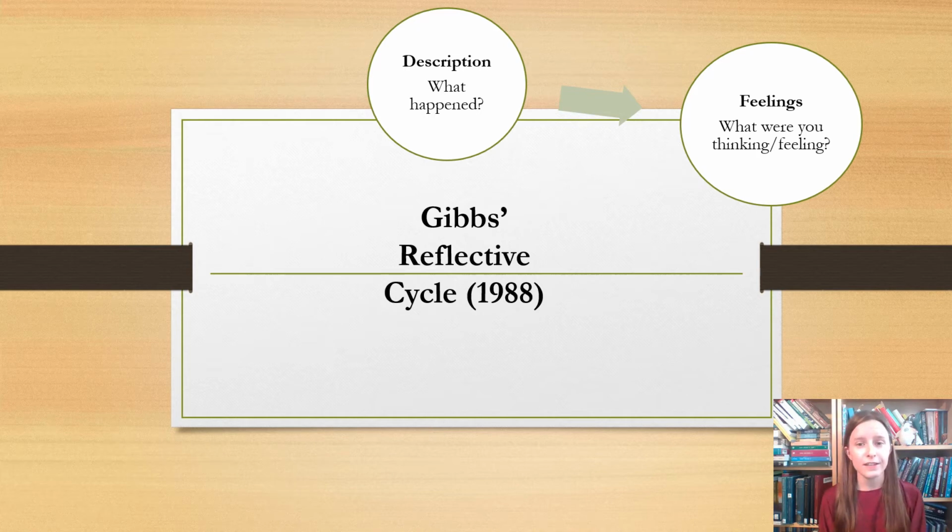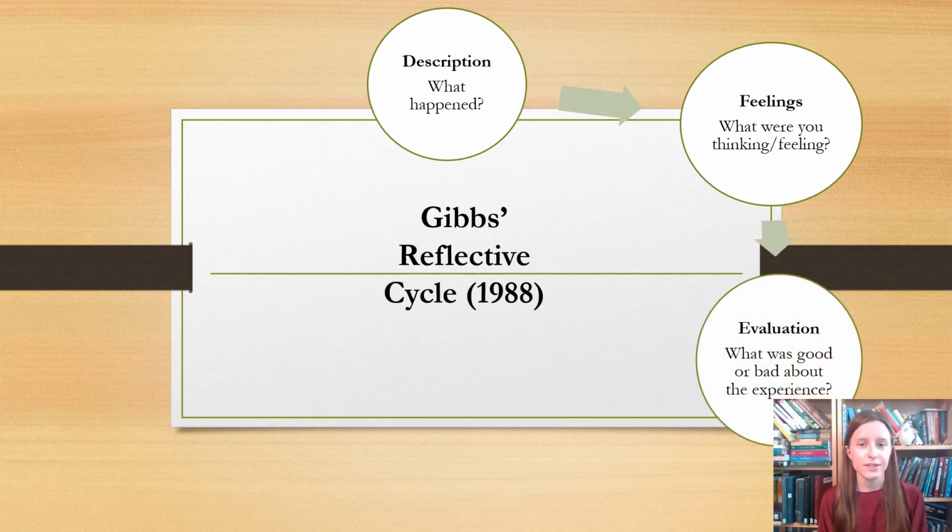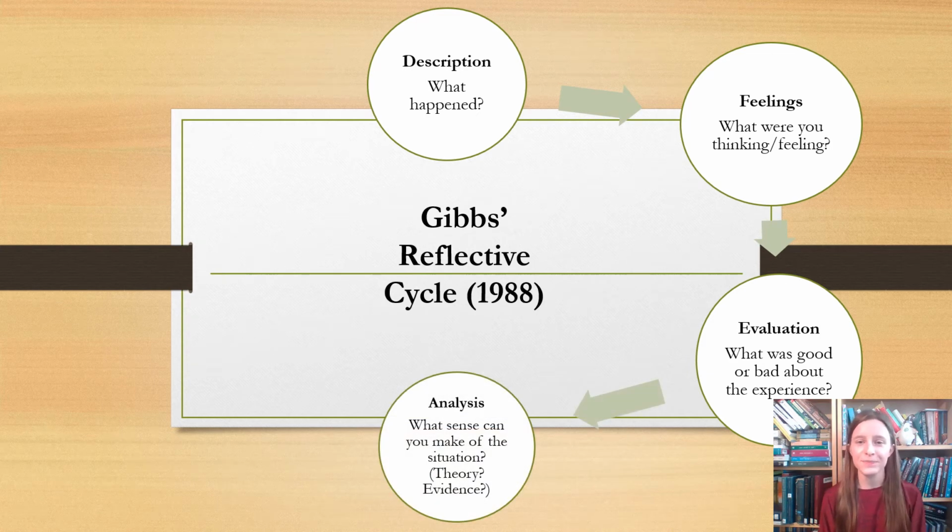After looking at your feelings, you should start to evaluate. In the evaluative element of the cycle, consider how well you handled the situation. Look for positives as well as negatives. Be fair to yourself and to the context of the event. Alongside evaluation, we also have analysis. This is where you attempt to make sense of the situation and relate it to theory and other knowledge if relevant.